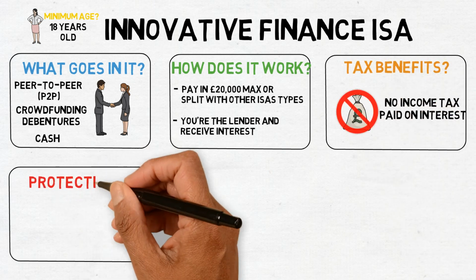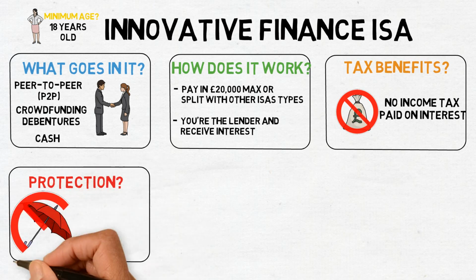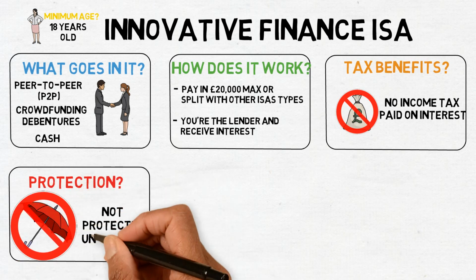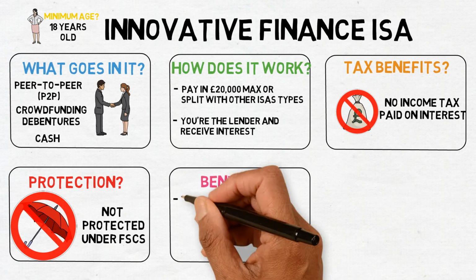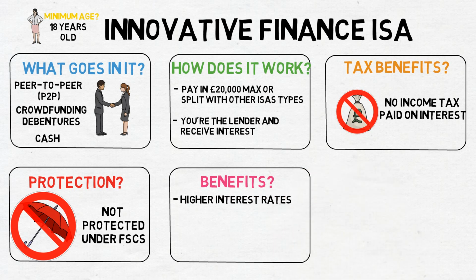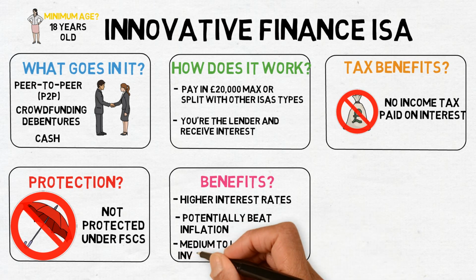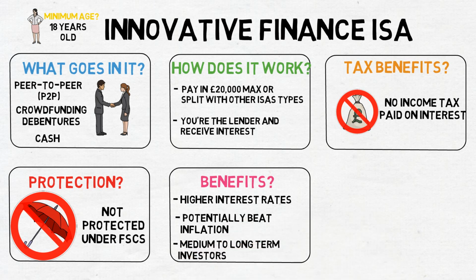However, unlike the other ISAs, with the Innovative Finance ISA, your money is not protected by the Financial Services Compensation Scheme. So, if a provider goes bust, like Lendy did last year, you may lose all your money. The benefits of this ISA are the higher interest rates, usually at least 4% and some are over 10%, which is much higher than a general savings account, and prevents your money losing value due to inflation. This ISA is best suited for a medium to long-term investor.